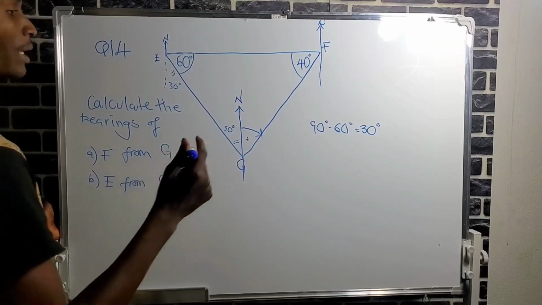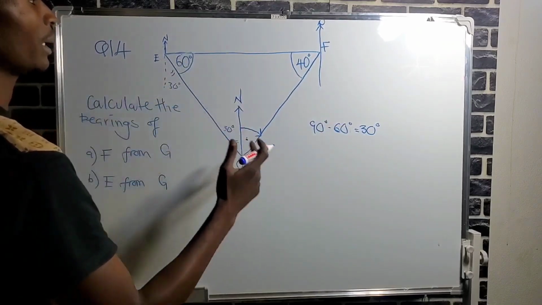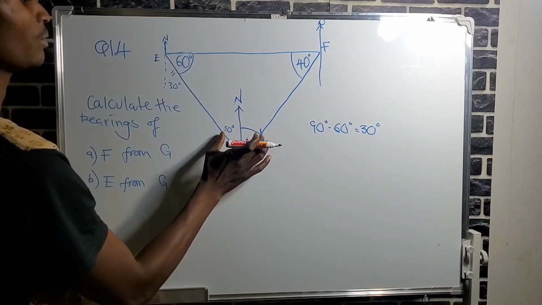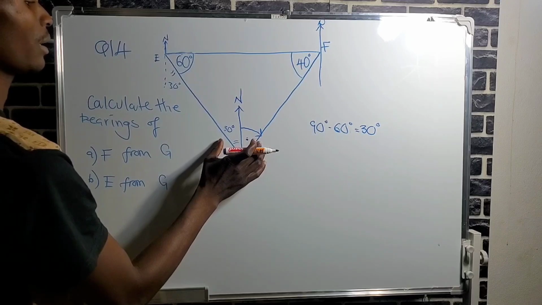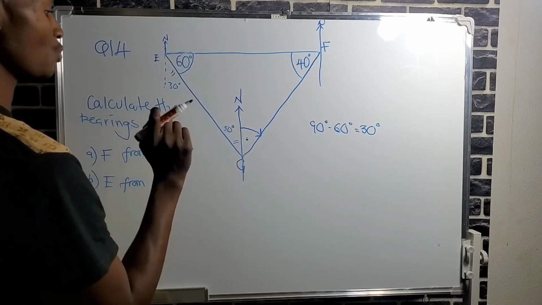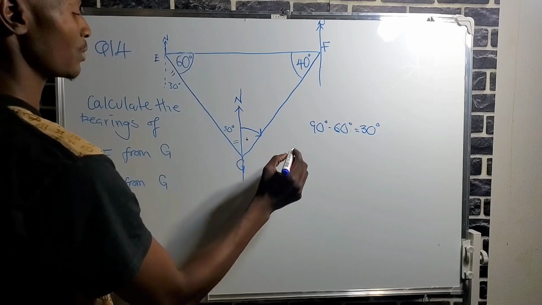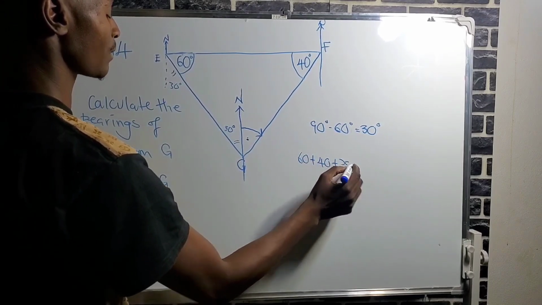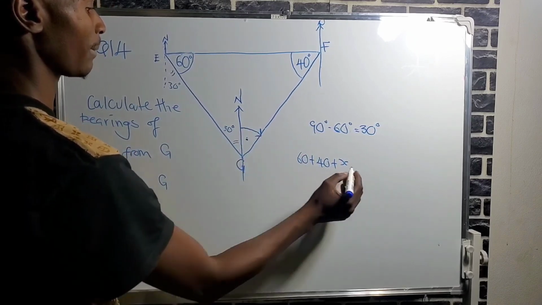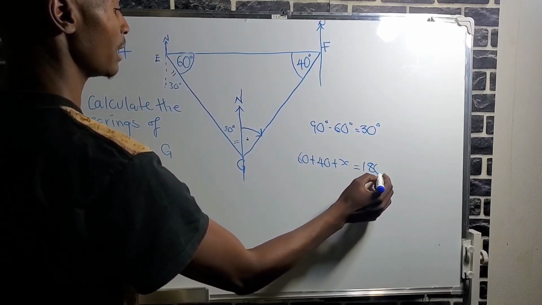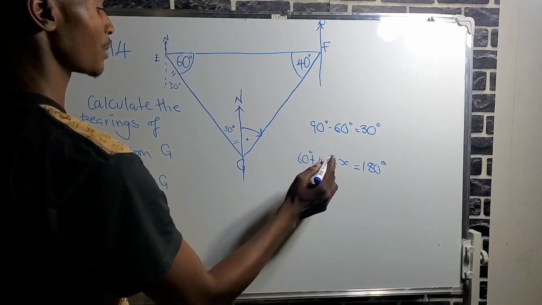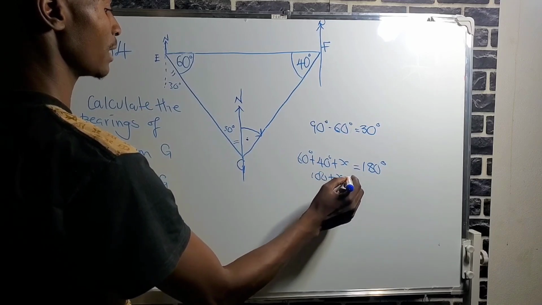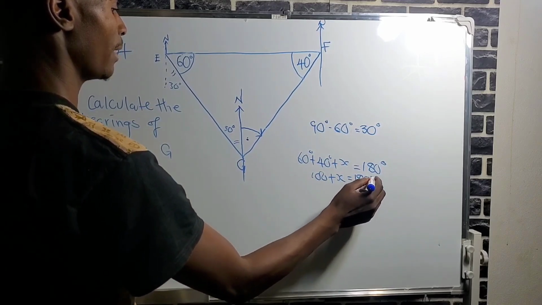The other thing is, remember what I said, that angles in a triangle add up to 180. So there's 60 here, there is 40 here. Let's pretend we don't know anything. So we're going to add 60 plus 40 plus x. We want to know the value of this angle, angle G, which is equal to 180. So 40 plus 60 is 100, plus x is equal to 180.